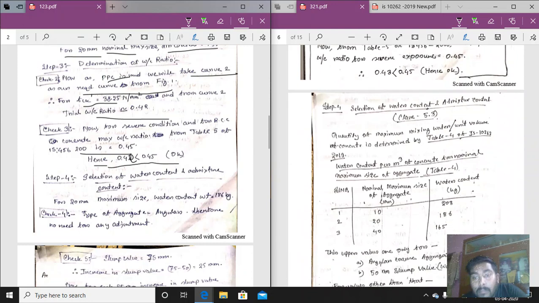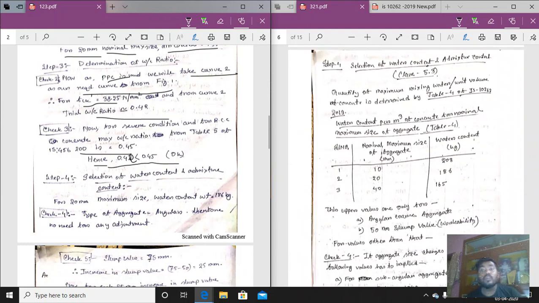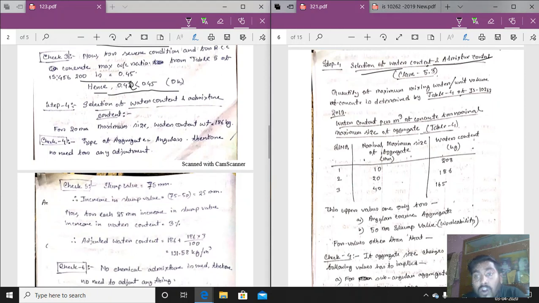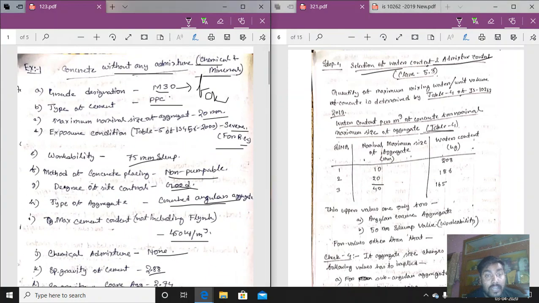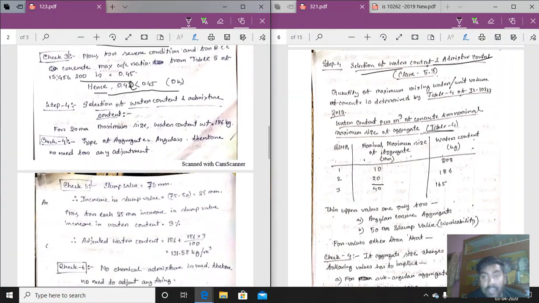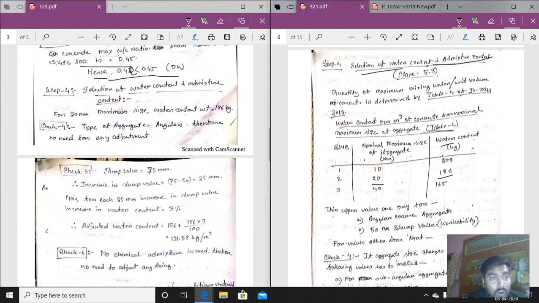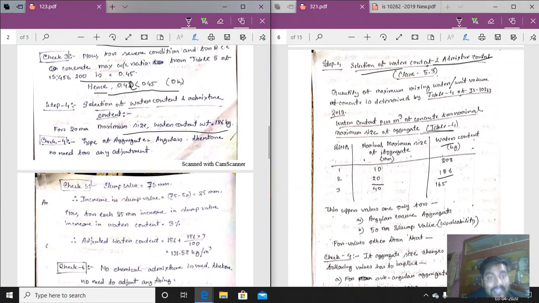Coming to step number 4. What is that? Selection of the water content and the admixture content. Now water content is to be selected from Table number 4 of IS 10262, which is this table. So what is the nominal maximum size of aggregate? That is 20 mm. For 20 mm, what is the water content required? That is 186. So taking the water content 186 kg. Clear? So we have got that.